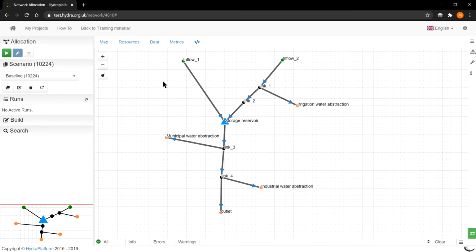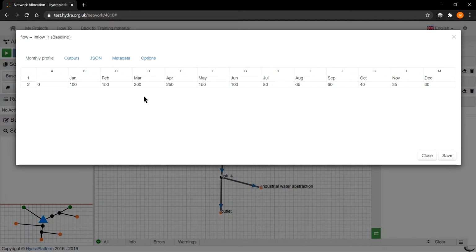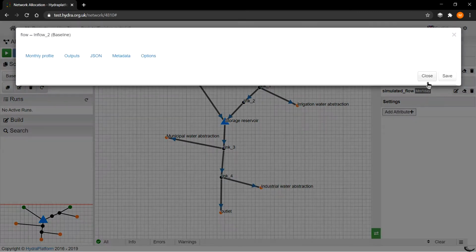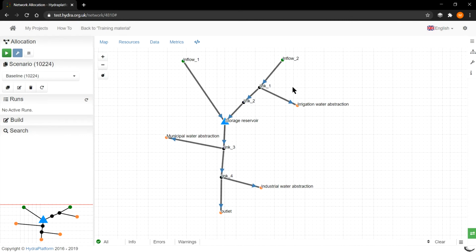The model contains two water inflow nodes. Each of the two inflow nodes is populated with a monthly inflow profile. The model also contains three water abstraction nodes: irrigation, municipal, and industrial.